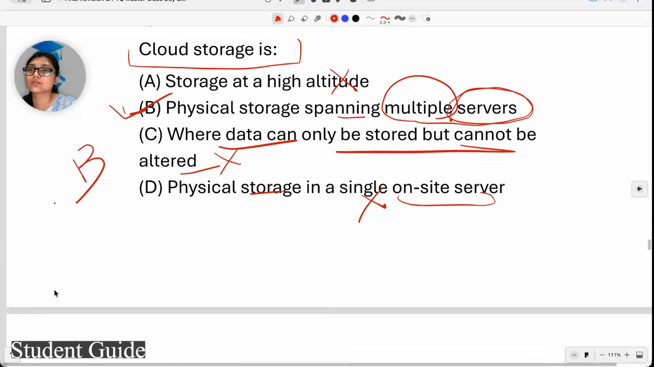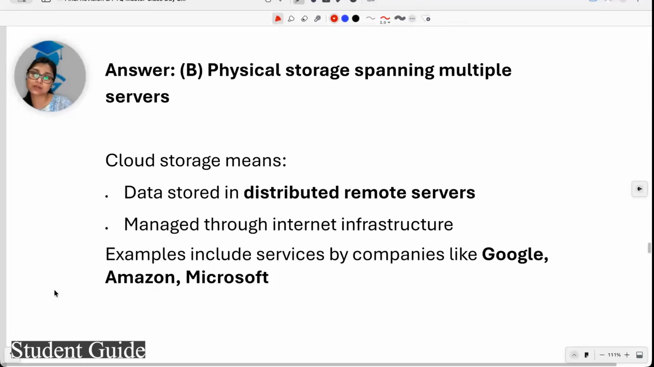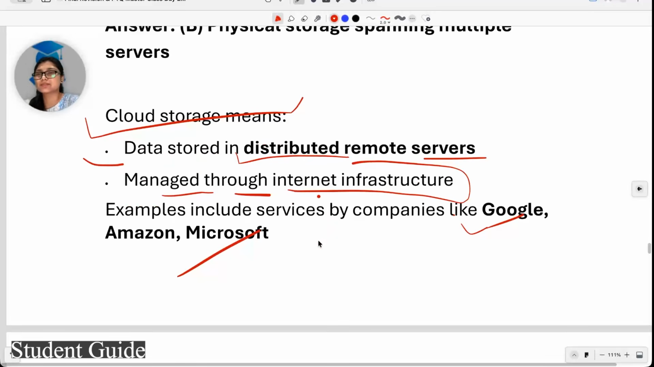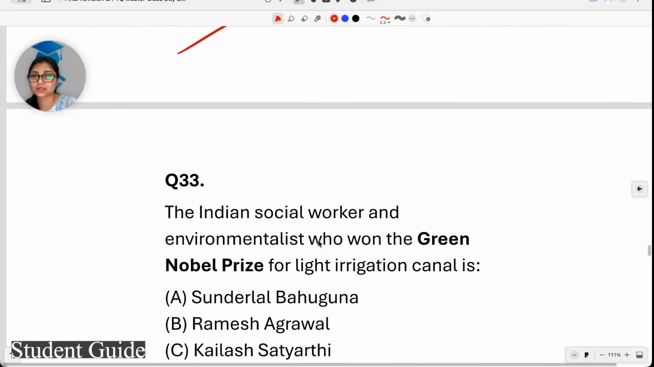Quickly understand this from the explanation slide. Here we have mentioned that cloud storage means data stored in distributed remote servers, and it is managed through internet infrastructure. To get this or to upload this, you have to have internet connectivity. And there are some examples of cloud storage, companies like Google, Amazon, Microsoft, etc. That is a very basic question, you already know about it.